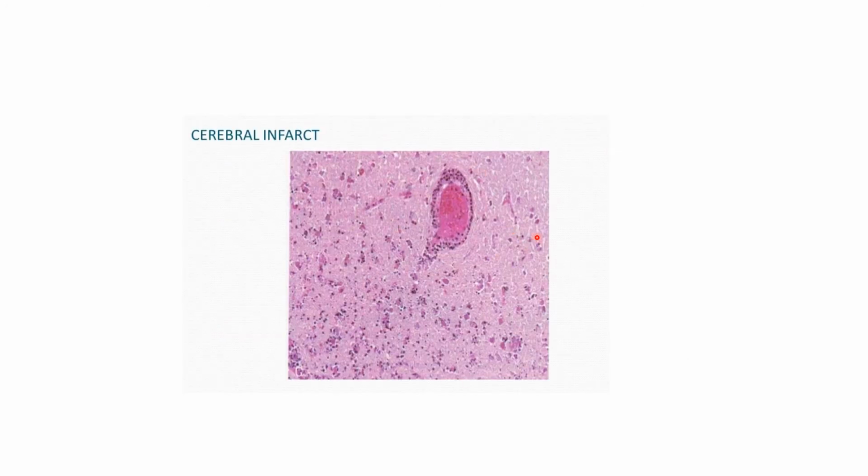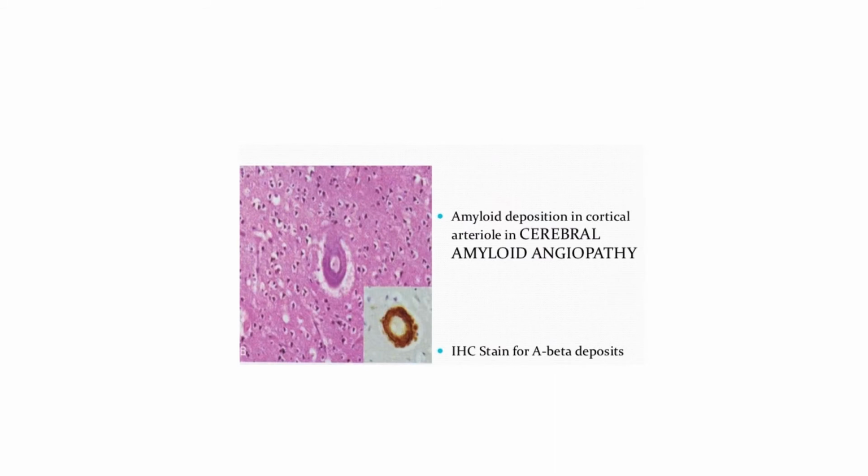This is how the cerebral infarct will look, which has three components: the fibrous component and the cellular components, and in between these the nuclear inclusions. There can be amyloid deposition in the cortical arterioles, which is called cerebral amyloid angiopathy.